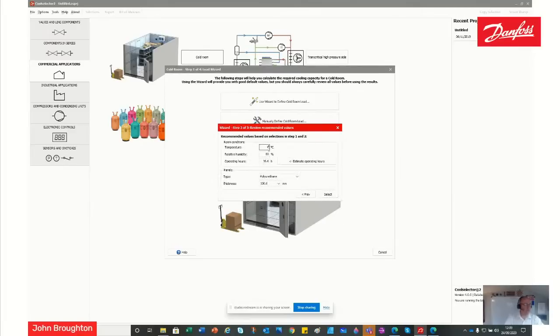Now, room conditions, again, these are auto filled in by the wizard, by data that's already in the software. But let's see what they wanted to do. Now, we had a room condition of minus 25. Relative humidity, operating hours. So we've altered the room condition. So let's estimate the operating hours. So 85% humidity, operating hours 17 hours.